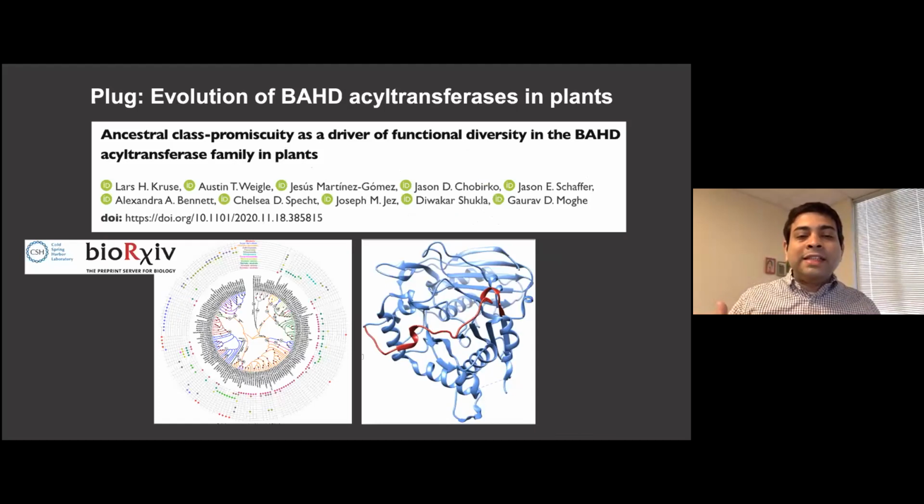Now, for this enzyme family, after I started my lab, I started looking at this enzyme family in more detail, not just acyl sugars. And we have this study in bioRxiv that's currently under review, which looks at the whole evolution of this family across the plant kingdom. And if you are interested, this would definitely be a paper to look at.